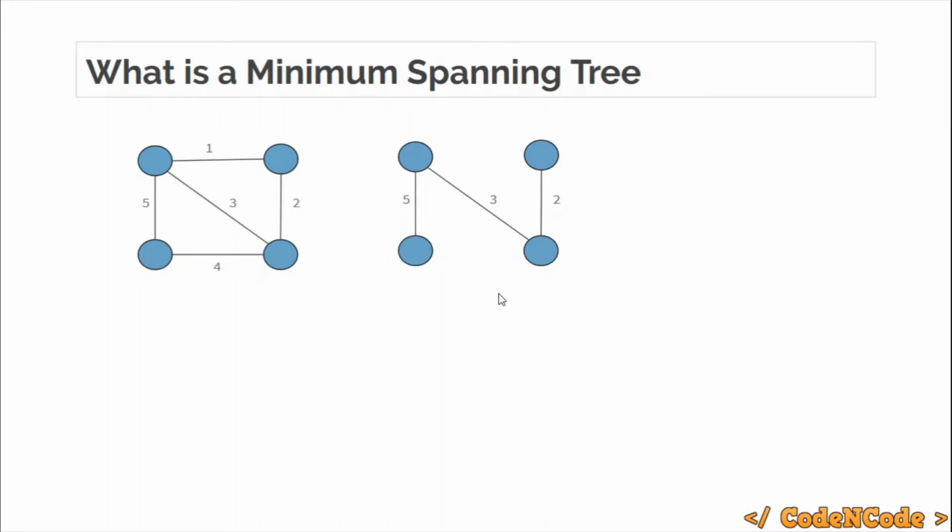This is not a minimum spanning tree, because the sum of the edges is 10. In a minimum spanning tree, the sum of the weights of the edges is minimum. In this case, it is 10. For the MST of this graph, the MST would have the total sum as 7. So this is a minimum spanning tree, while this is only a spanning tree.